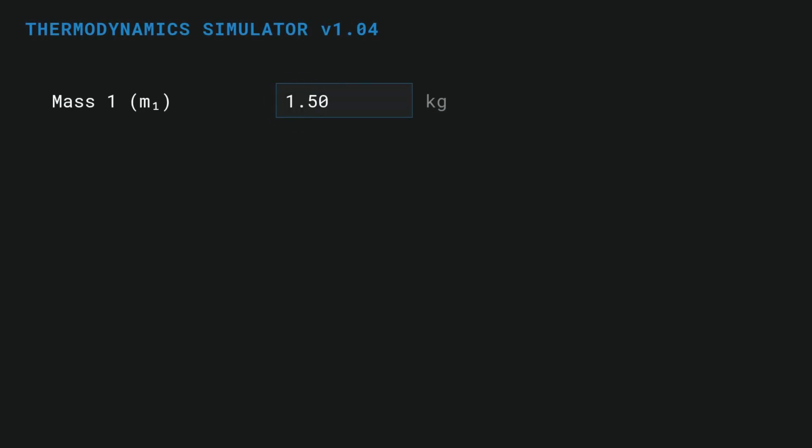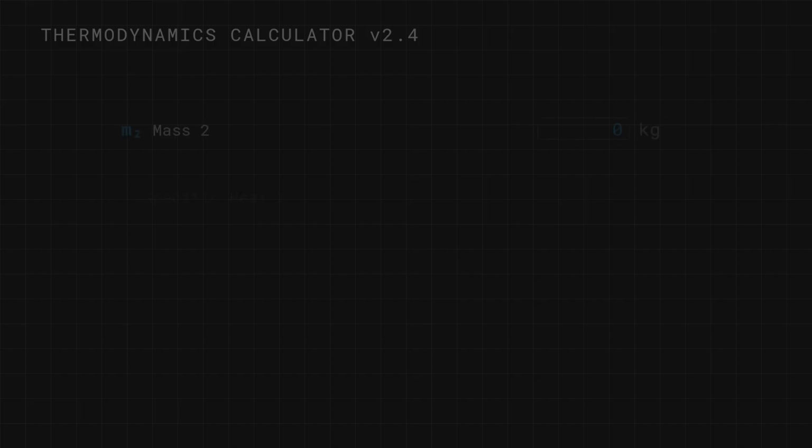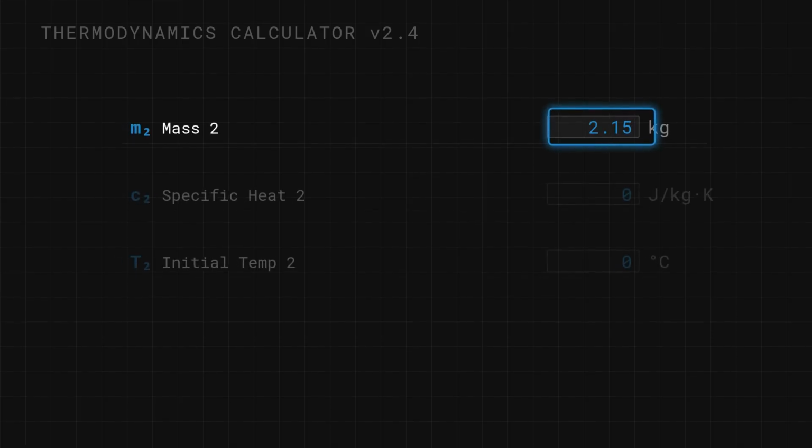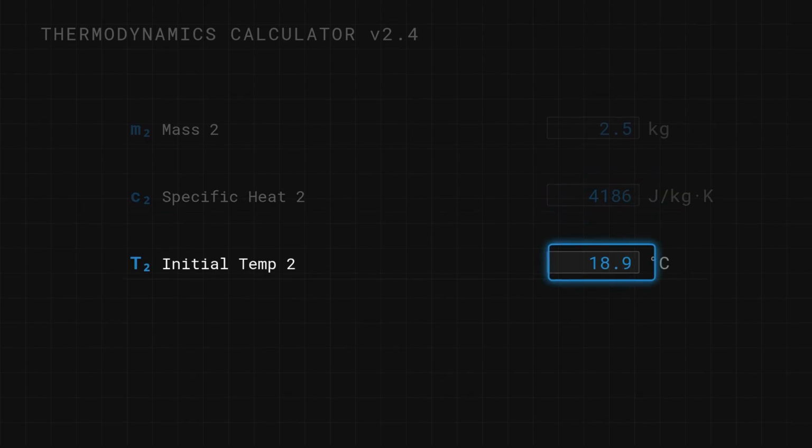The input fields are mass 1 (M1) in kilograms, specific heat 1 (C1) in joules per kilogram Kelvin, initial temp 1 (T1) in degrees Celsius, then mass 2 (M2) in kilograms, specific heat 2 (C2) in joules per kilogram Kelvin, and initial temp 2 (T2) in degrees Celsius.